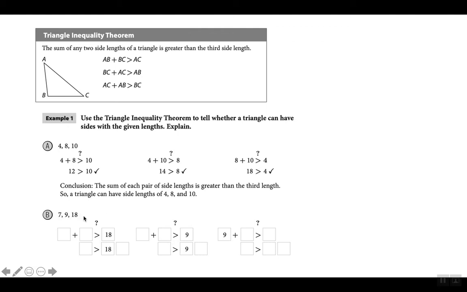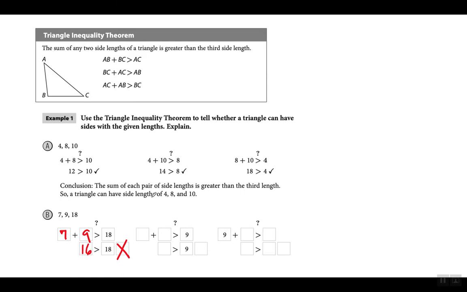All right, let's check this possibility here. This is the type of stuff that's going to be on your homework. Okay, so let me fill in the blank here. So since they have the 18 here, I'm going to check, is 7 plus 9 greater than 18? 7 plus 9 is 16. And no, that is wrong. All right, 16 is not greater than 18.